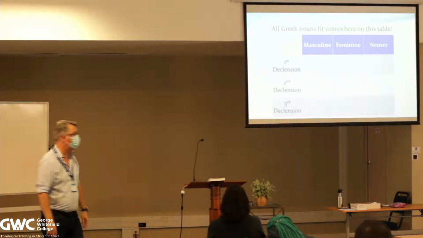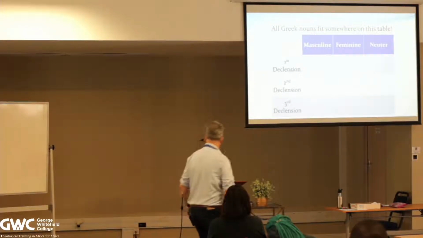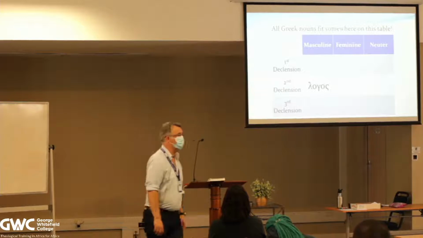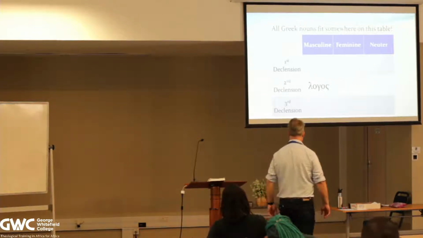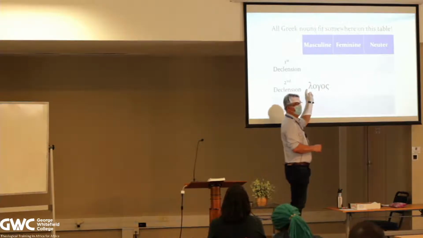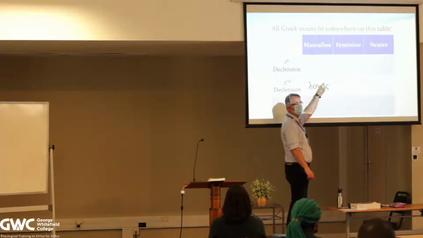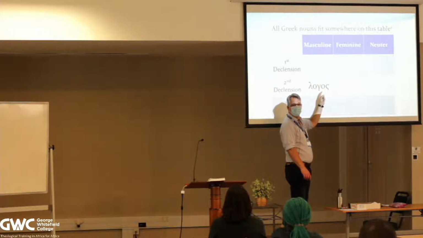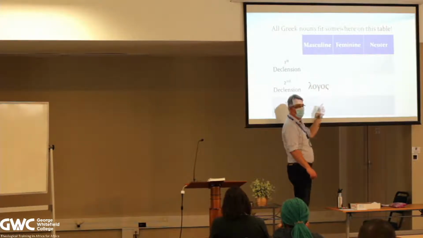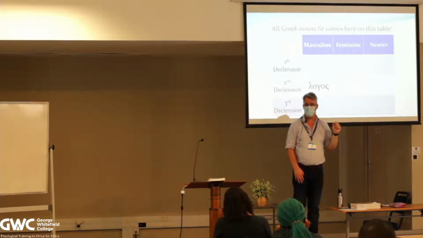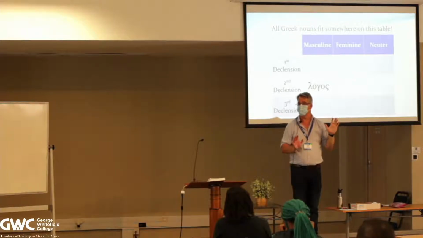We're getting all the nouns that behave, let's say, like logos. Oops, wrong way. All the nouns that behave like logos, we're going to get them together and put them in this group here. And to help us, we're going to label them as the second declension masculine nouns, right? Because they're all the nouns that behave like logos. That's all we're doing in this table.